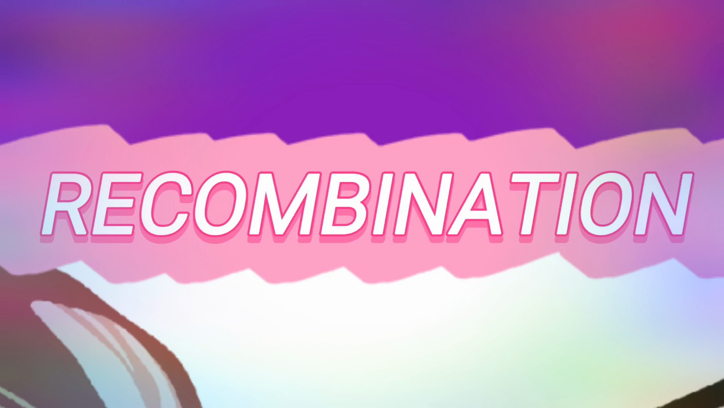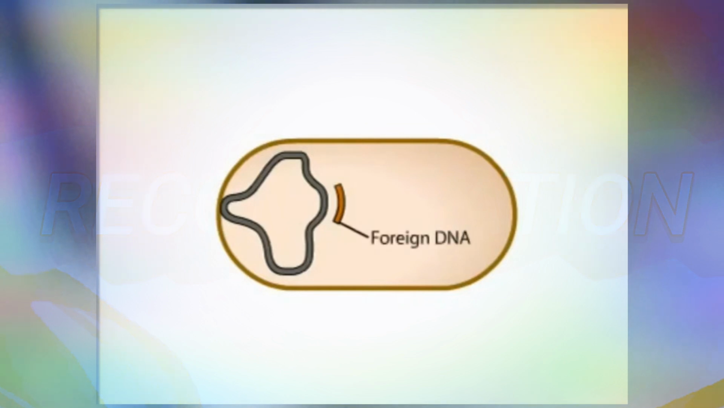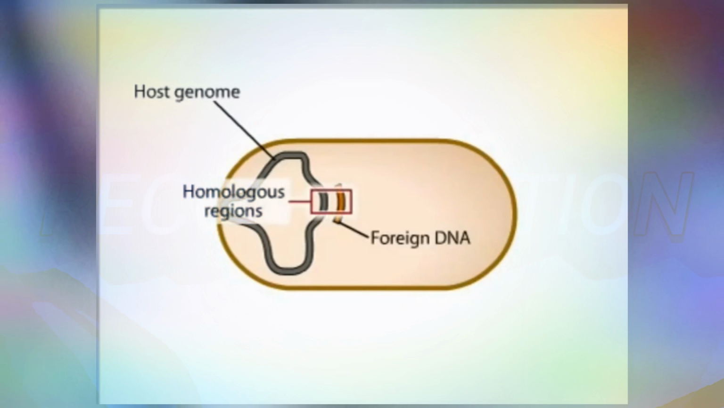What is recombination? Once a foreign piece of DNA has entered a cell through one of the gene exchange systems, what happens to it? If the host genome and the new DNA have a considerable stretch of homologous sequence in common, that is, sequences are similar but not necessarily identical, then the foreign DNA may be incorporated into the chromosomes through the process called generalized recombination.